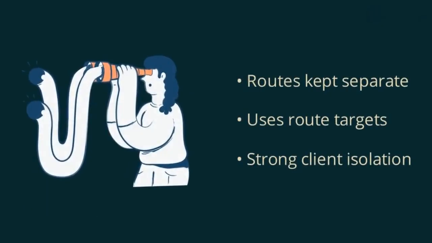A key feature of L3VPNs is the segregation of customer routing information. The service provider uses technologies like MPLS to keep each customer's routes separate, ensuring privacy and security. Unique route targets are assigned to each VPN, allowing multiple customers to share the same provider infrastructure without risk of data leakage. This makes L3VPNs a robust solution for enterprises that need both scalability and strong isolation between different clients or departments. Let's compare the two.